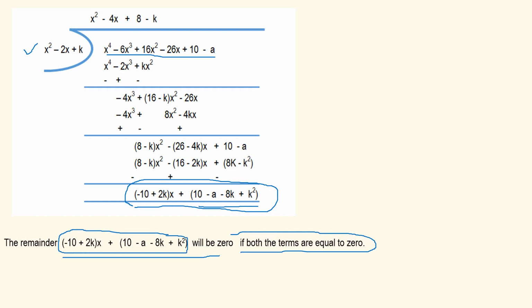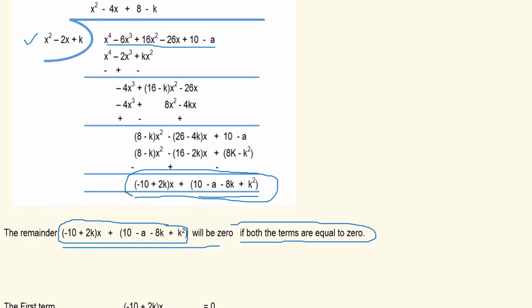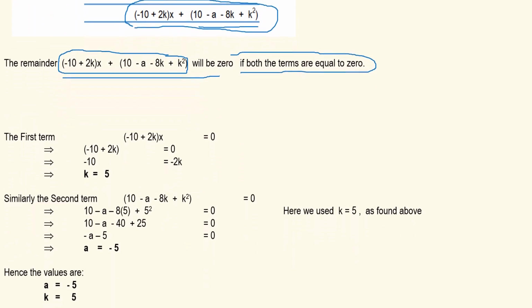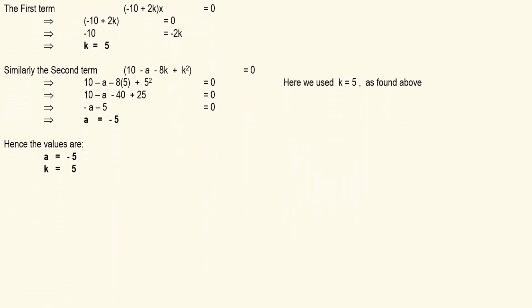expression are 0. So now let's try to equate them to 0. The first term we have is minus 10 plus 2k times x is equal to 0. So this implies k is equal to 5. And the second term is that 10 minus a minus 8k plus k square is equal to 0. And when we simplify this expression, we get a is equal to minus 5.